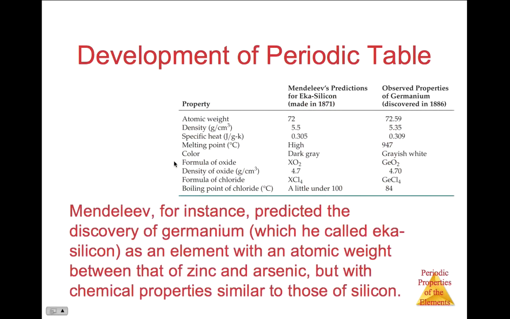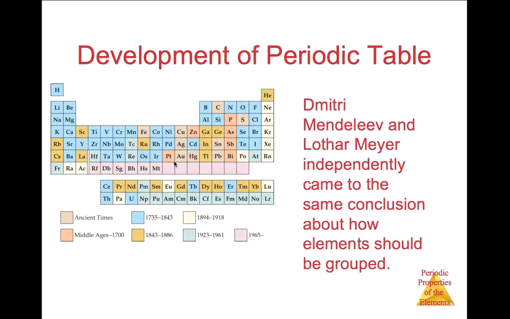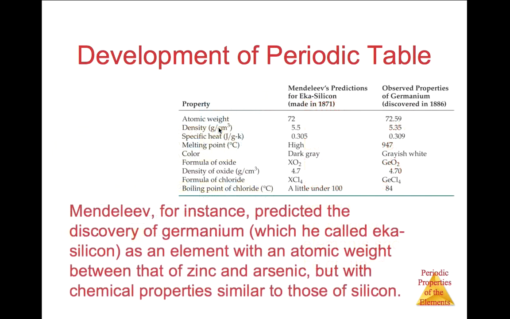For instance, Mendeleev predicted the discovery of germanium as an element with an atomic weight between that of zinc and arsenic, but with chemical properties similar to those of silicon. If you look at the periodic table, here's the element germanium, and you can see that it's between gallium and arsenic, and between silicon and tin. And he predicted that the properties would be right between there. And since it's called the periodic table, it turned out that it was fairly similar.